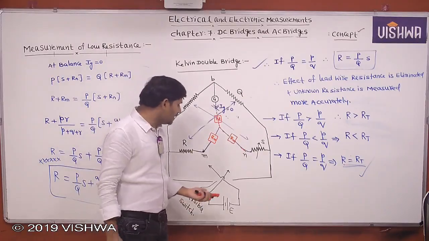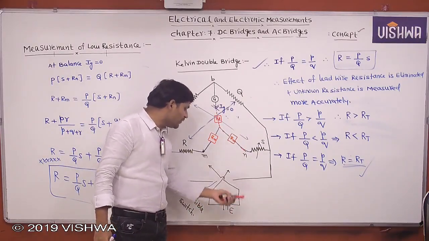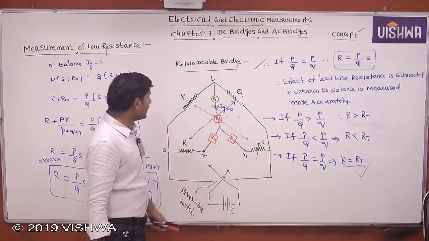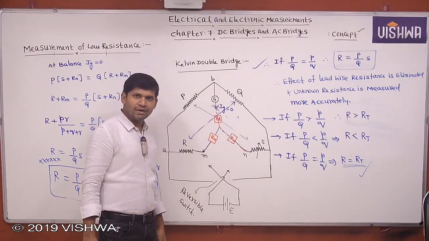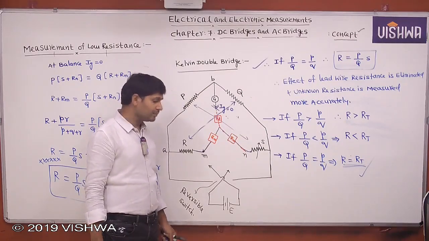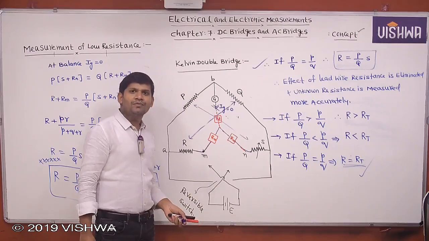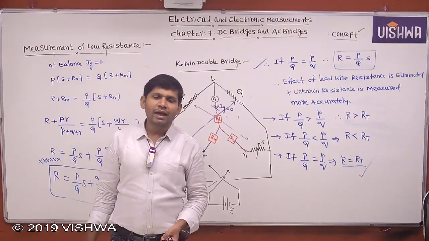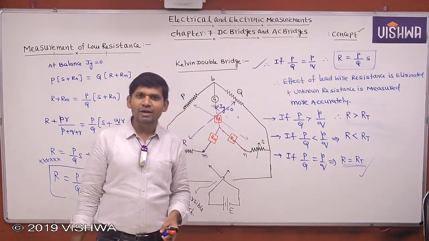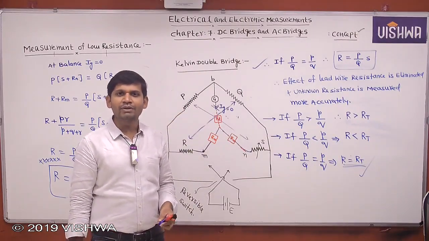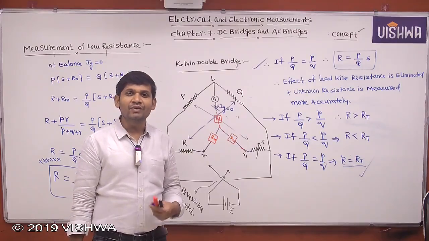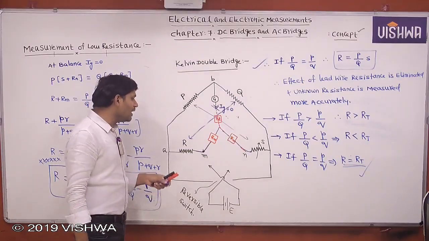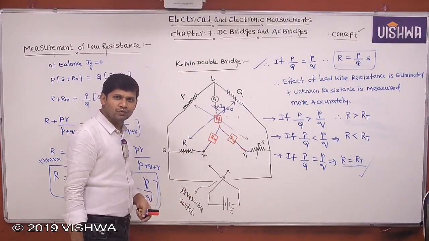One observation here: what is the purpose of using a reversible switch in the case of the Kelvin double bridge? Yes, you tell me. I told you, not only the effect of lead wire or connecting wire resistance, there is the effect of thermal electric EMFs also. Because of thermal electric EMFs, whatever low value of resistance we are measuring will not give the accurate value. Now to eliminate the effect of thermoelectric EMFs, we are using a reversible switch.